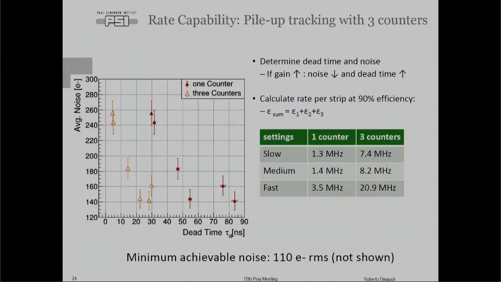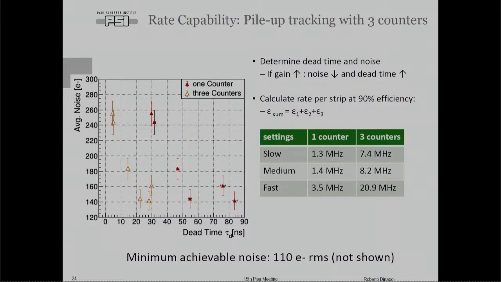And to put this then in numbers, we can see that the chip has different modes of operation. Slow minimizes the noise, and fast maximizes the speed. So you can go from 1.3 megahertz, 1 counter, to 7.4 megahertz with 3 counters. And in fast mode, you can even go to 21 megahertz.